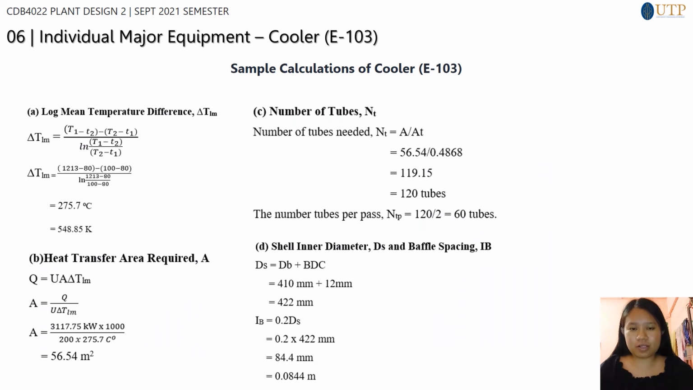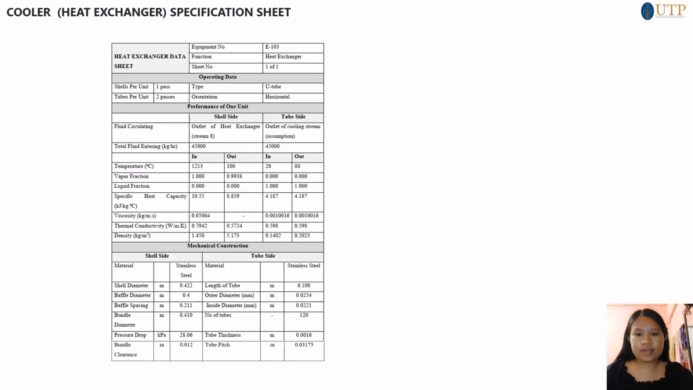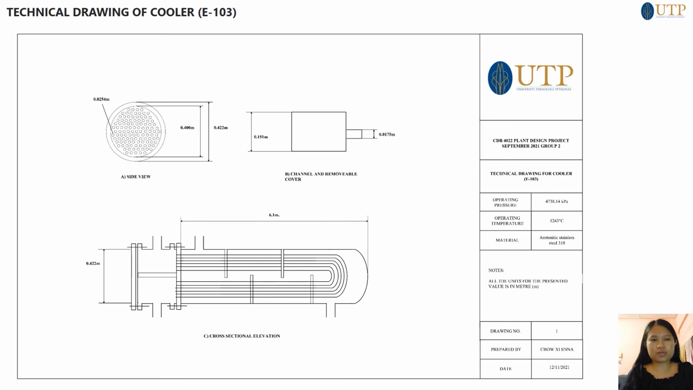These are the sample calculations of cooler E103. As there are many steps to the calculation, a detailed calculation can be referred to in the report. This is the specification sheet for cooler E103. This is a technical drawing of cooler E103 that was done by Microsoft Visio. A is the side view, B is the channel and removable cover, C is the cross-sectional elevation.